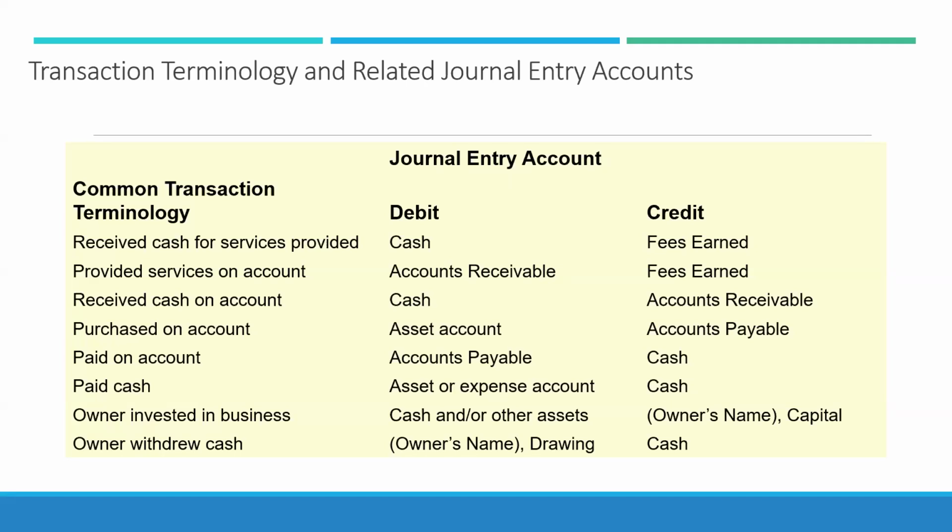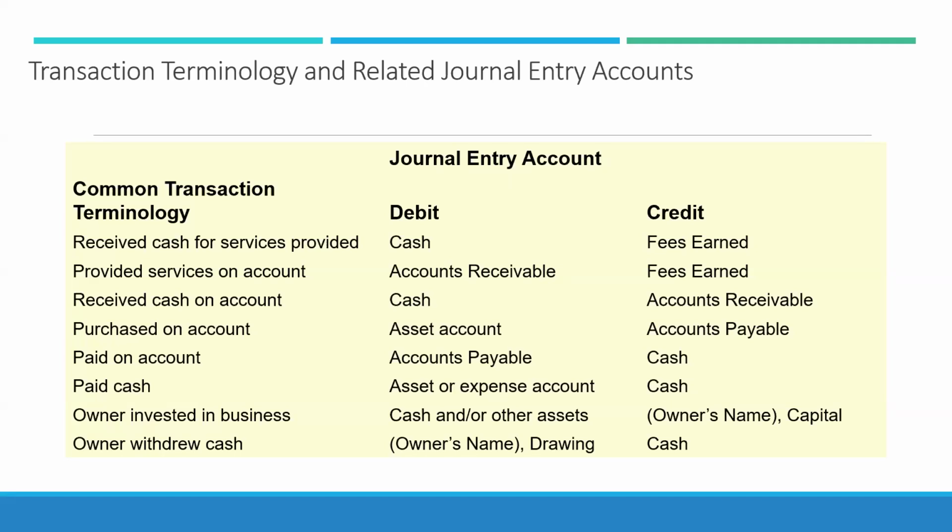Paid on account is paying the bill that you previously accrued, and then paying cash, so it would say paid cash for land. Land would be the debit, cash would be the credit. If you said paid cash for haircut for your CEO, I don't know, he's a model, that would be the haircut expense and then cash, right?